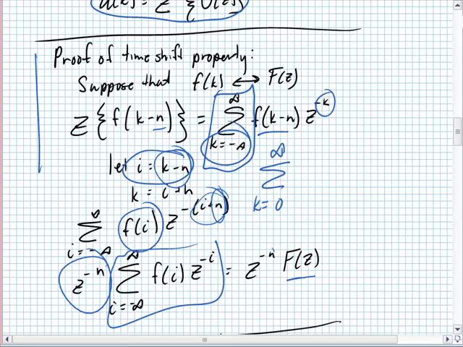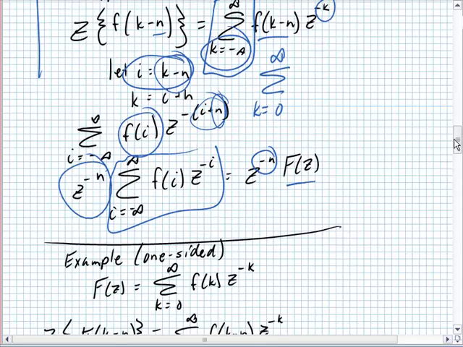So if it's a delay, you pull out a factor of z to the minus n, where n is the number of delay units. And if it's advanced, then it's of course z to the positive n.